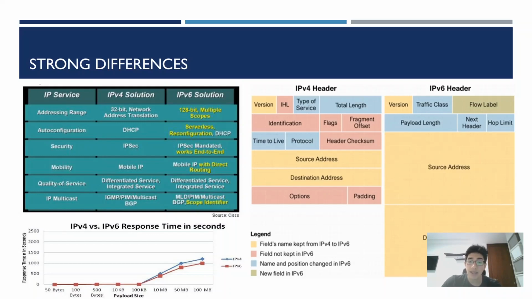The total length is like payload length. The difference is that the total length is the entire length of the packet including the header. However, payload length is only the length of the payload excluding the header. Identification, flags and fragment offset are functions that IPv6 doesn't need to support, so they were removed, because those fields slow down the routers considerably.